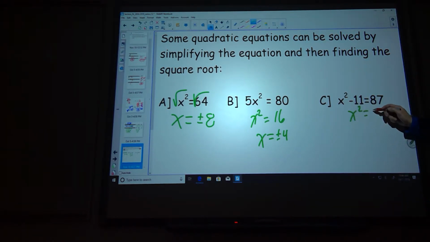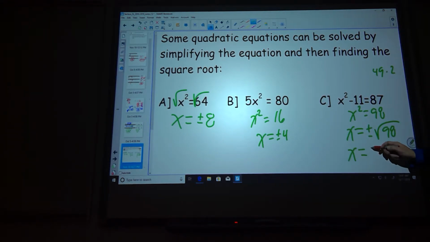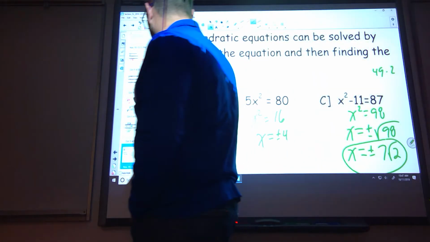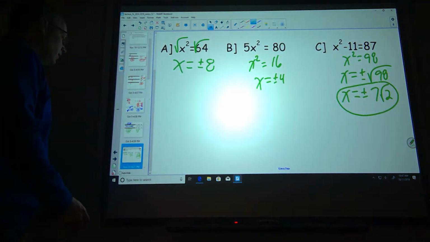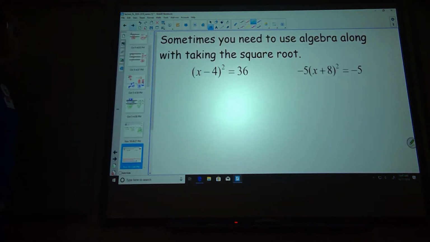x squared. What is that? 98. x equals plus or minus root 98. 98 breaks down to 49 times 2. So that becomes x equals plus or minus 7 root 2, because it's the square root of 49. So it's always plus or minus. There's never an i there on these. We just refer back to algebra 1.